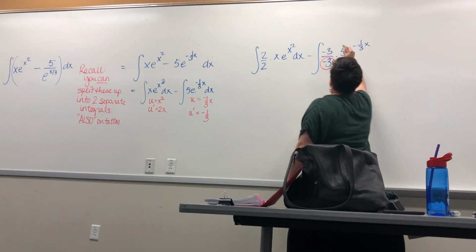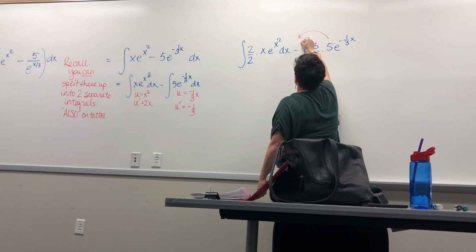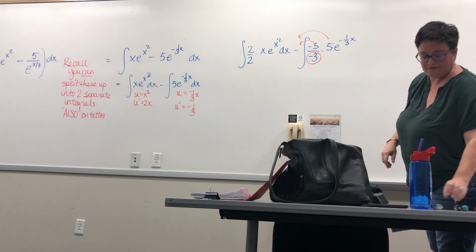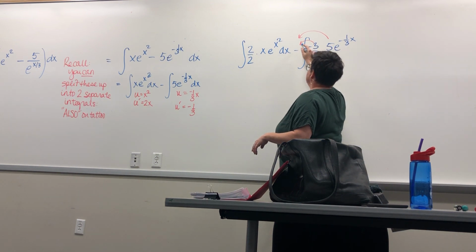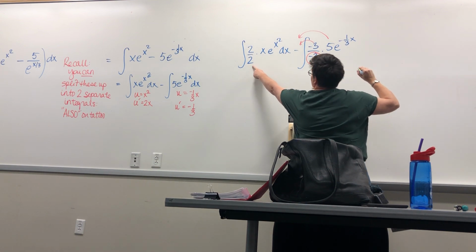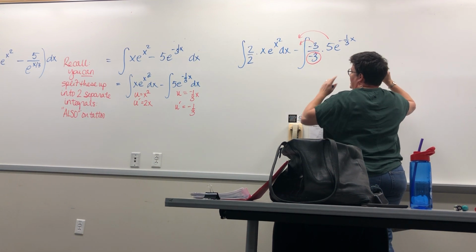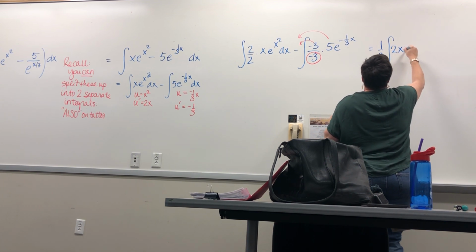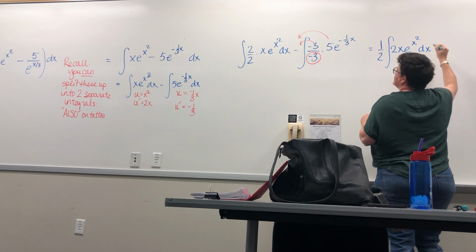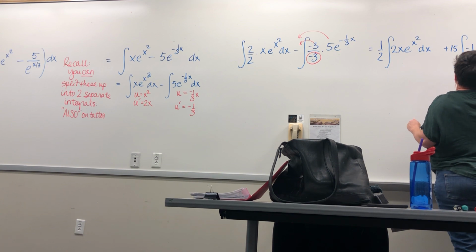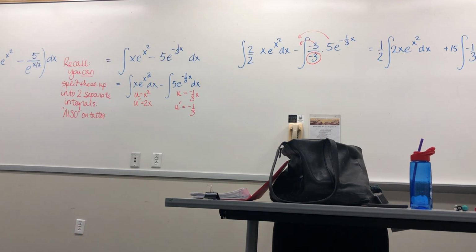What am I kicking out? That 5 and that -3. So what's -3 times 5? -15 is coming out, times a negative makes it positive 15. Over here, we keep the 2x and we kick out the 1/2. So now we have 1/2 integral 2x e to the x squared with respect to x plus 15 minus 1/3 e to the -1/3 x with respect to x.